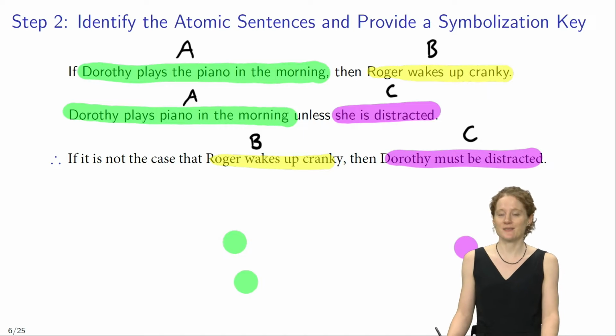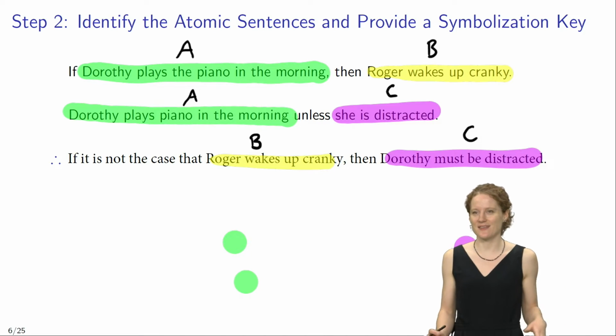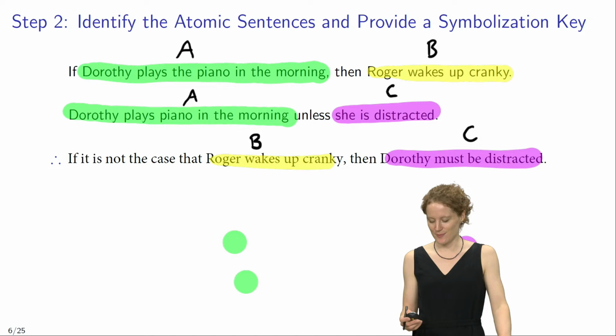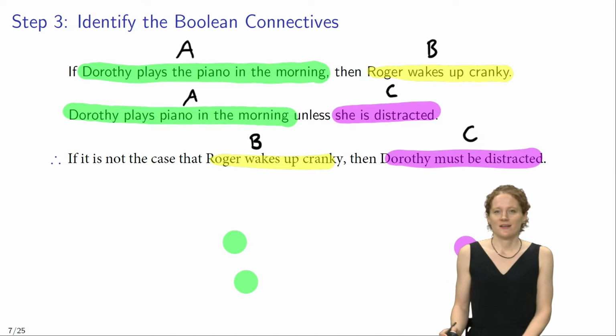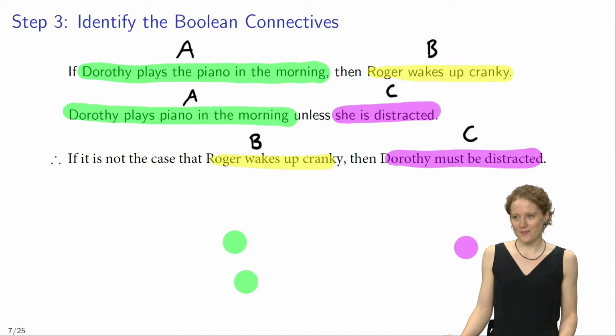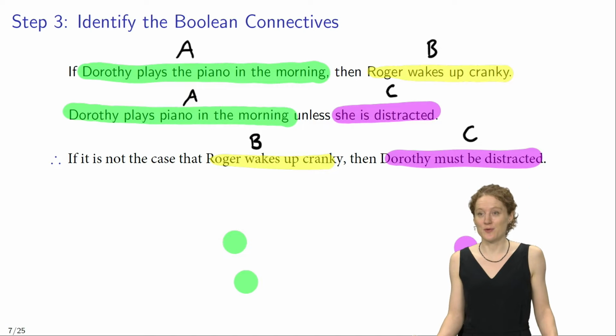Okay, step 2 is done. We have identified the atomic sentences and provided a symbolization key. Let's move on to step 3, in which we are going to identify the Boolean connectives.